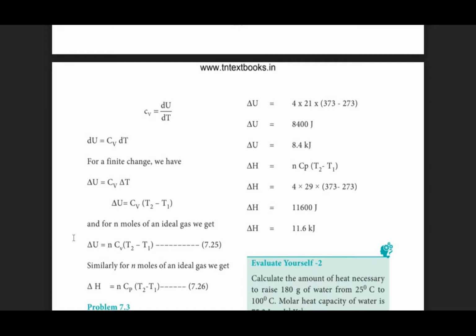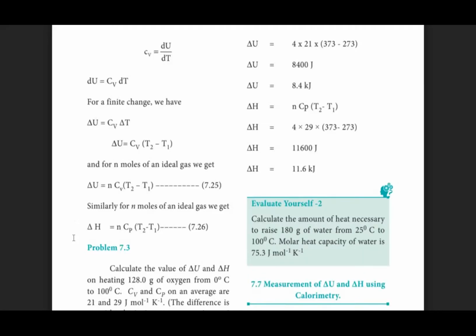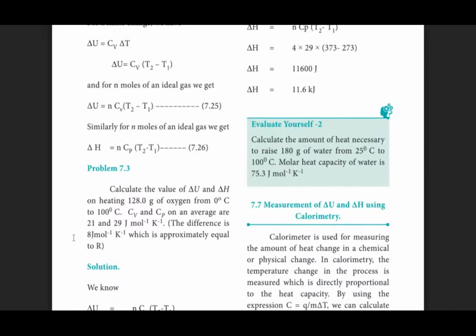And for n moles of the ideal gas, we get delta U is equal to nCv (T2 minus T1). Similarly, for n moles of an ideal gas, we get delta H is equal to nCp (T2 minus T1). Based on that, you have one problem.